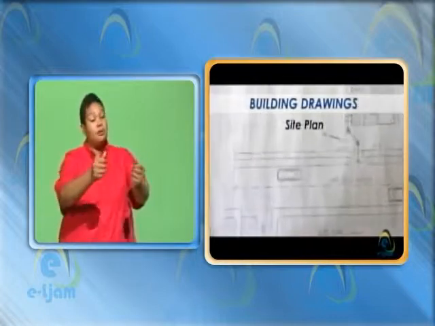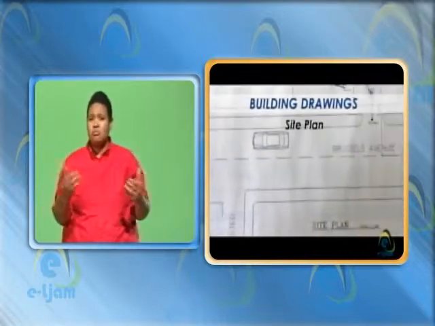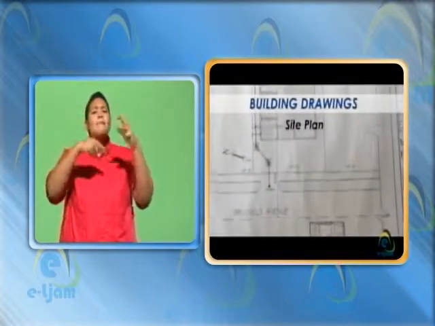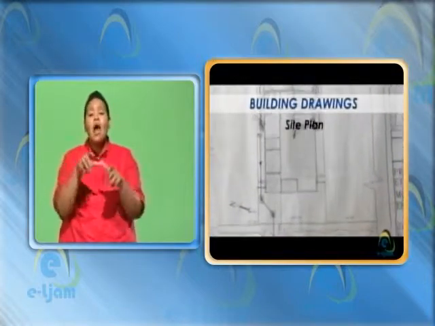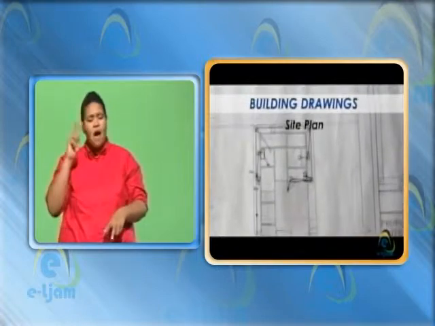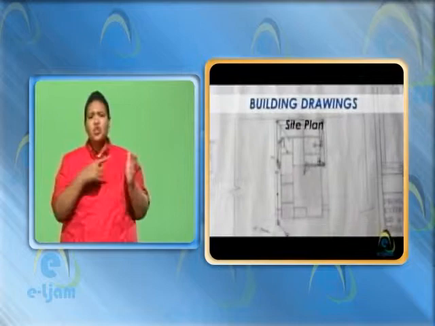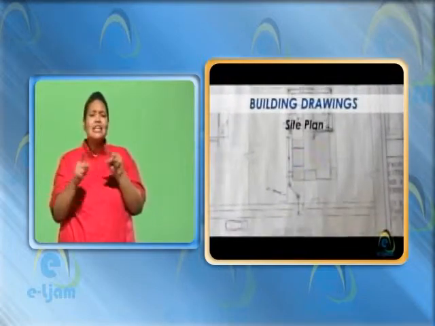The drawings should include: 1. Site plan. The site plan shows the location of a building on the land it will be built on. It is an overhead view of the construction site. A site plan shows the setback from the boundary lines and various features of the land.